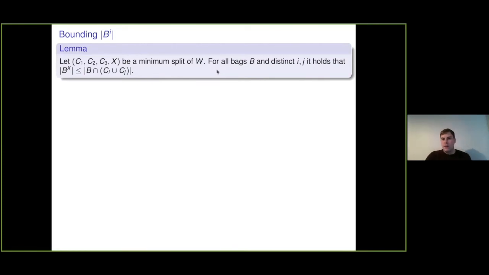Now we prove that for all bags B and distinct i, j, it holds that this set of fixing vertices Bx is smaller than the intersection of B with C1 union Cj. Basically what this means is that more goes out from a bag than goes in. So Bx are things that go in and this is what goes out. So when we do this construction, this bag Bi has size at most the size of the original bag B.